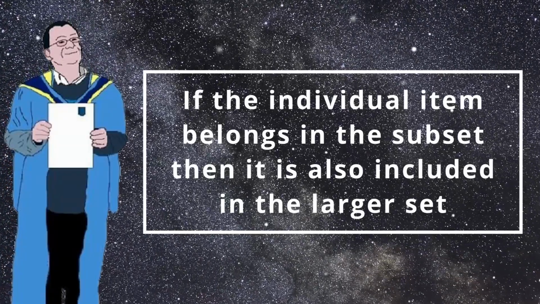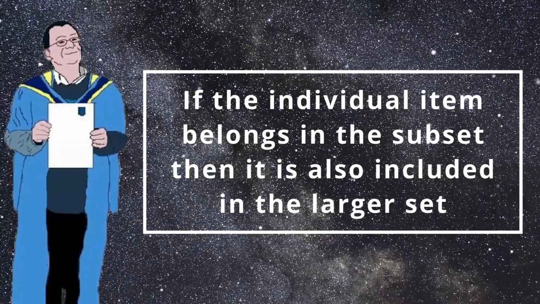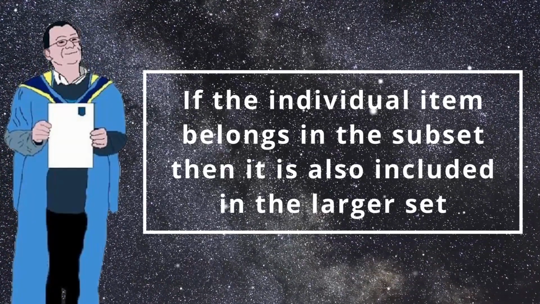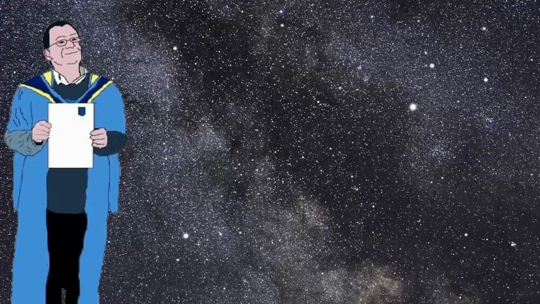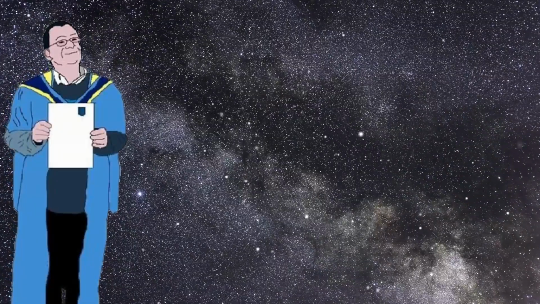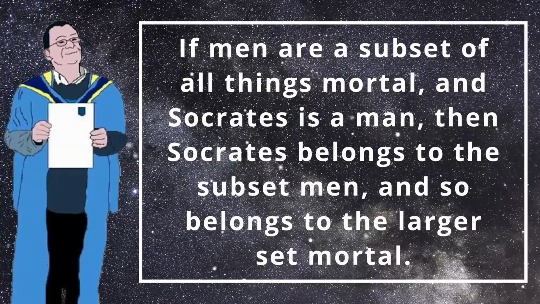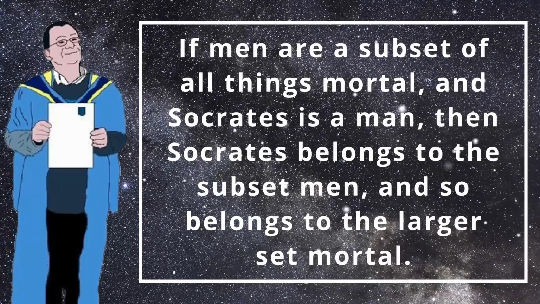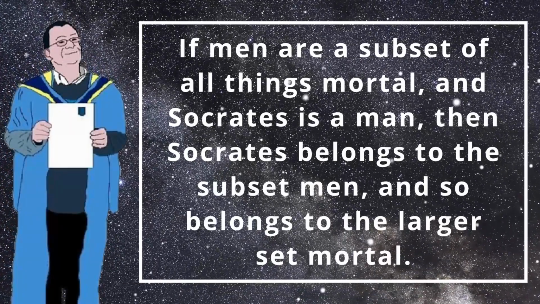The common example given is Socrates. Socrates is included in the set of all men through the declaration Socrates is a man. So the second premise infers that Socrates, or B, belongs to the set of all men, or A. From this we can infer that Socrates is also a member of set C, or all things mortal.